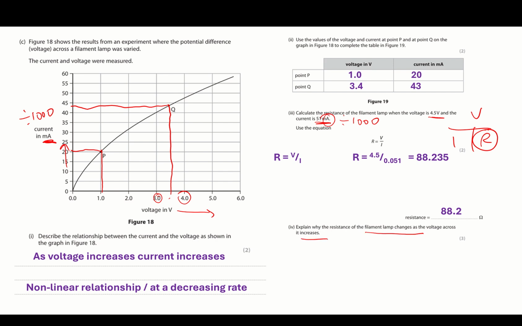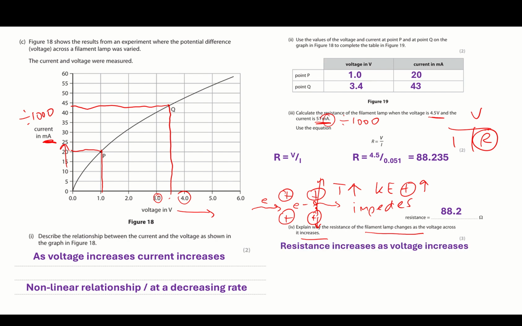Explain why the resistance of a filament lamp changes as the voltage increases. So we've got this idea that the wire gets hot. What then happens is the positive metal ions inside the metal, with the electrons trying to move their way through, start vibrating more. So the temperature goes up, so the kinetic energy of the positive metal ions goes up, and this impedes electron flow. The electrons find it harder to go through because the ions are bashing about in front of them. So resistance increases as voltage increases.